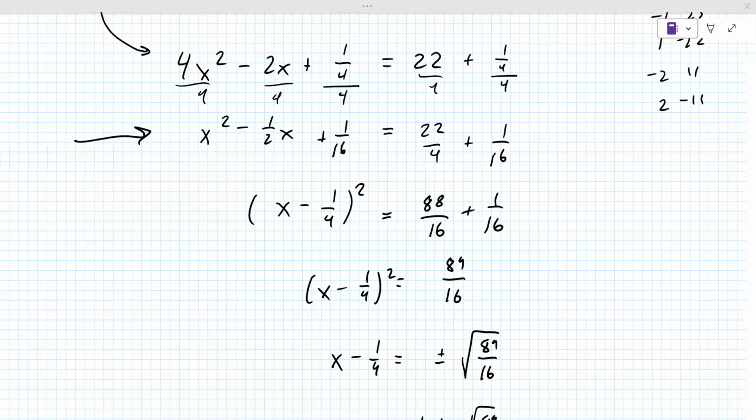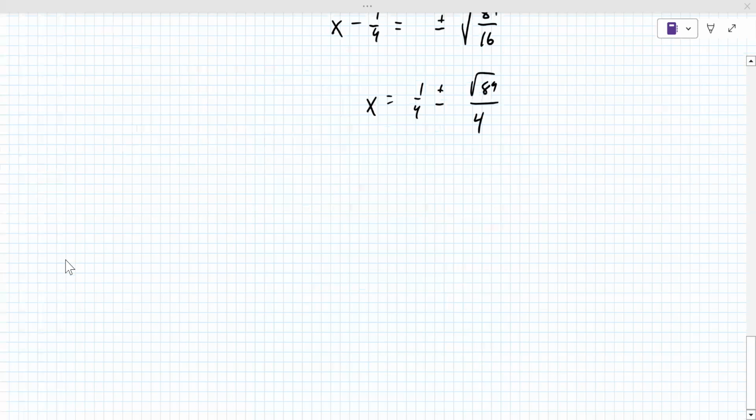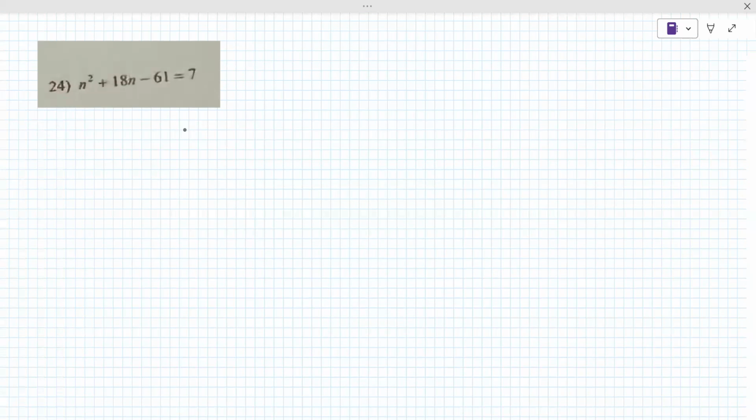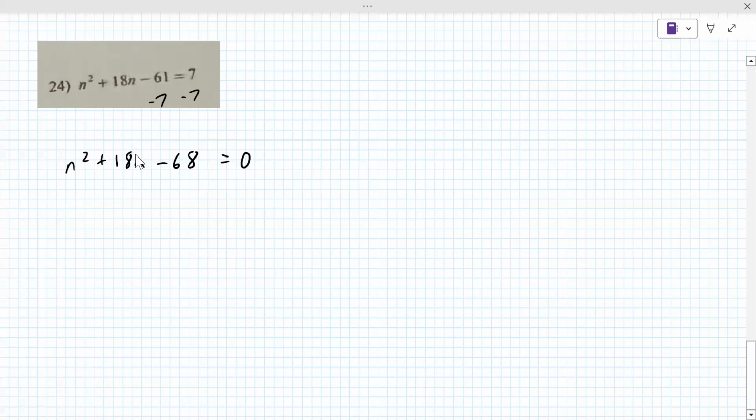All right, 24. So we're going to move that 7 over. What you really hope for is that it's a problem where you can factor using two numbers that multiply to the last one but add up to the middle one. This one I don't think works.